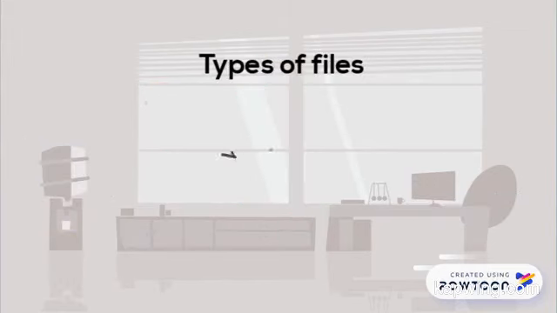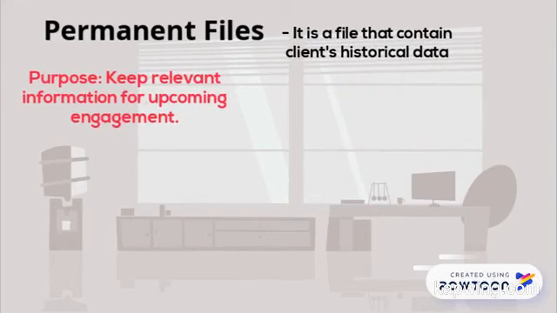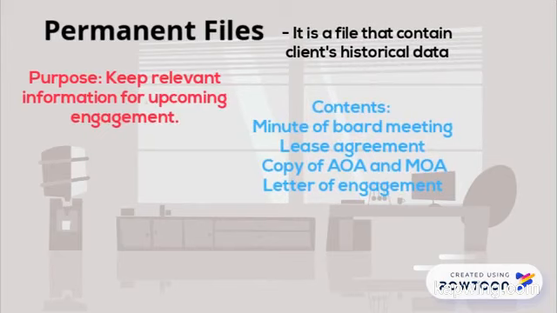There are two types of files: permanent files and current files. Permanent files contain client's historical data. Purpose of this file is to keep relevant information for upcoming engagement. The contents are minute of board meeting, lease agreement, copy of AO and MO and letter of engagement.